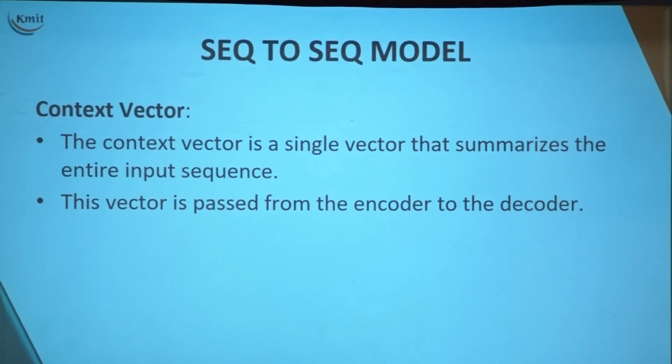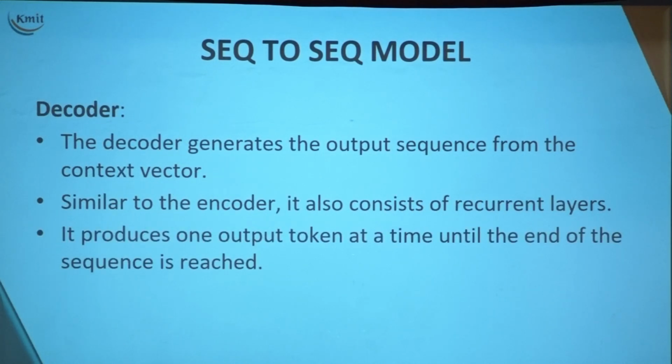Decoder, I am not diving much into detail because the decoder part you will be seeing when you will be building your transformers and everything along with using attention. So I am just giving a brief overview about this encoder and decoder part. What happens in the decoder is the decoder will take this context vector as an input and it will generate the output sequence. Again, decoder is also a neural network. It will have its own recurrent layers, its own LSTM, GRU models only. And then it produces one output token at a time until the end of sequence is reached.